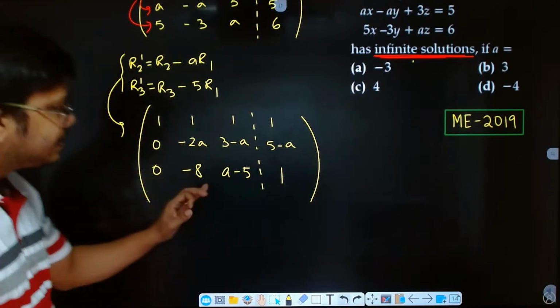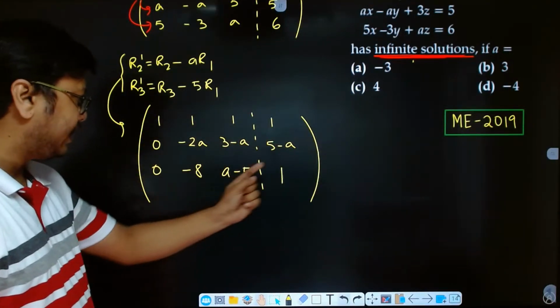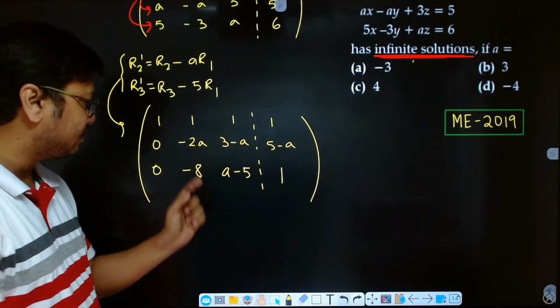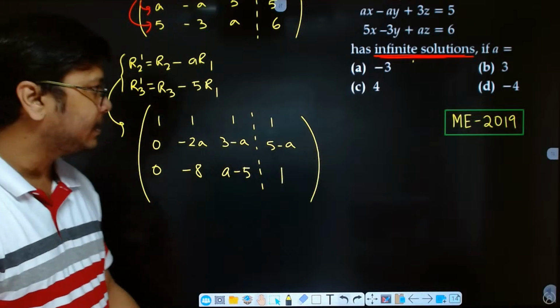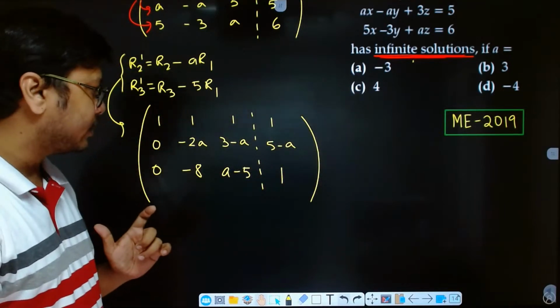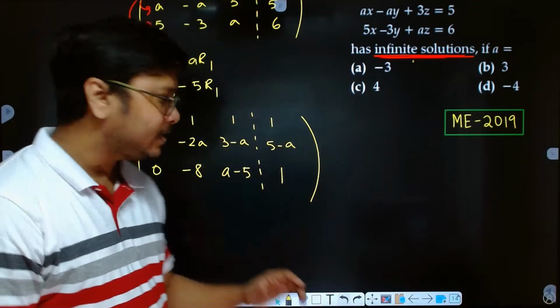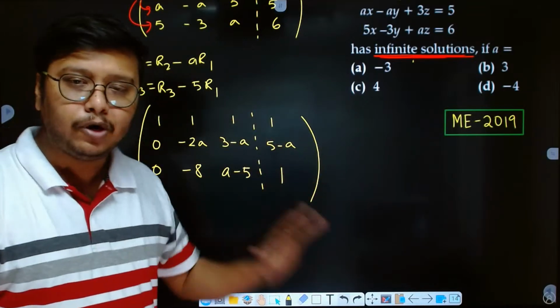Now I think from here we should get our answer. Let's not simplify this any further, because there are lots of A's roaming around. If I try to simplify, the A terms will make it complicated. Let's try to observe the options here. Let's keep in mind, we want infinite solutions. Infinite solutions means one of the rows will become fully 0.